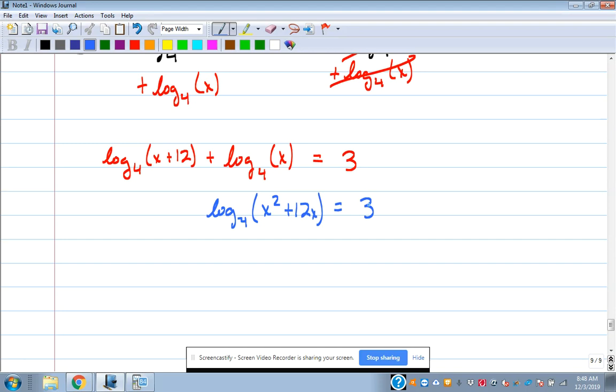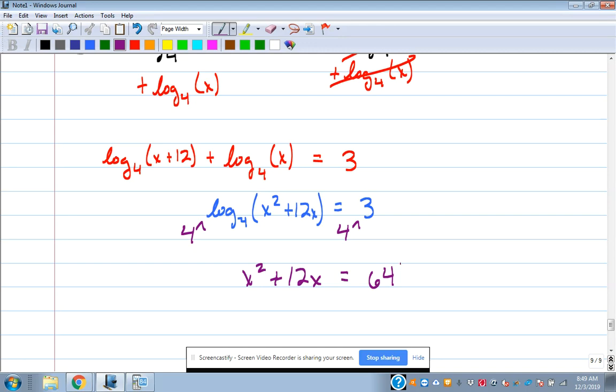Where did I get x squared plus 12x? Multiplied it together. That's what the addition turns into. And then the 4 is the base, so exponentiate with 4s. That's going to be x squared plus 12x is equal to 64. We've seen 4 cubed today.